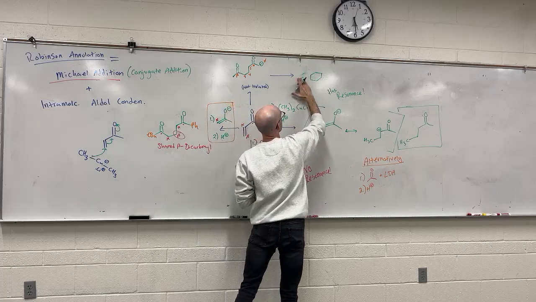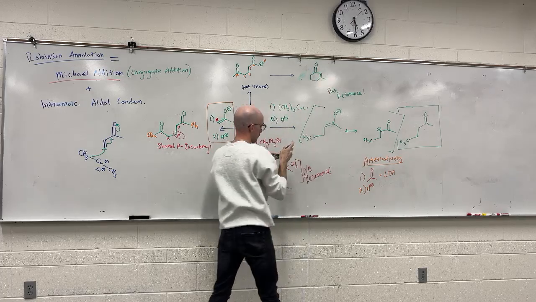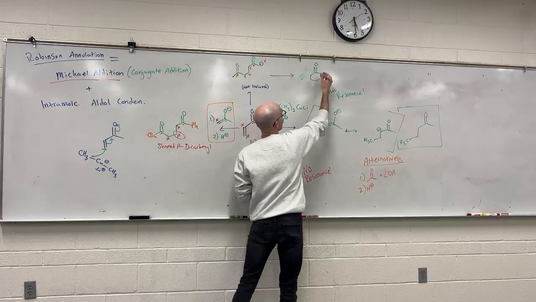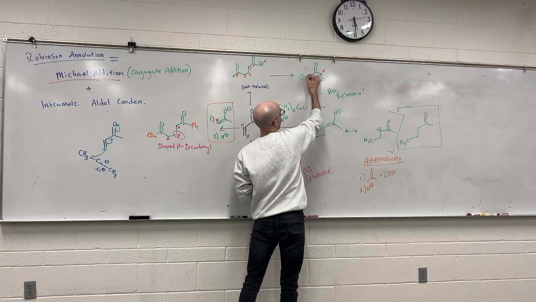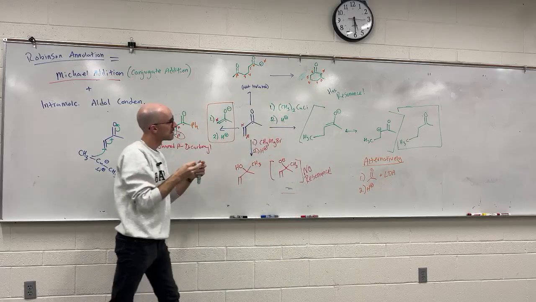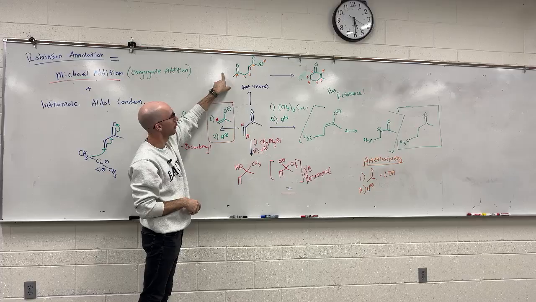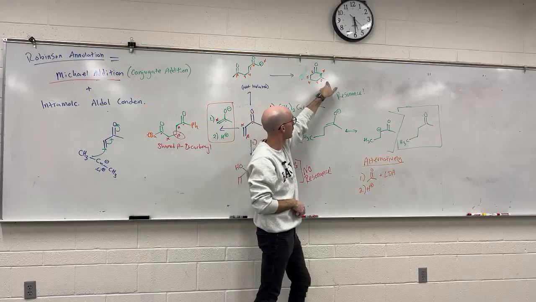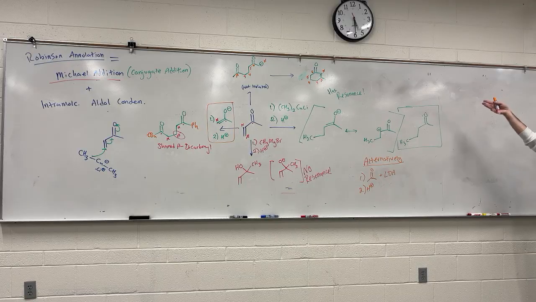So here's alpha, which has now formed a new beta. Notice also that the beta had an unlabeled methyl group, so beta still has that unlabeled methyl group. And that is the Robinson annulation.